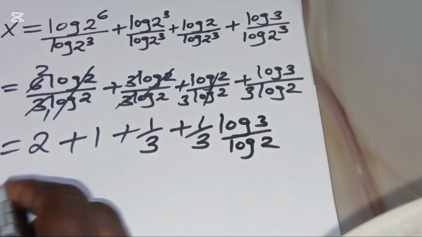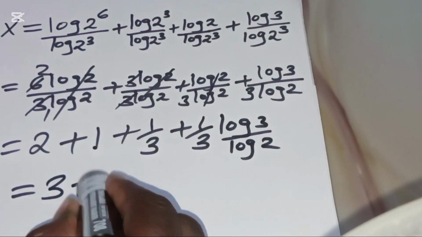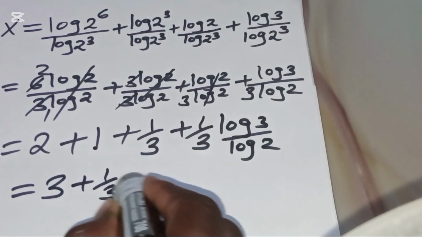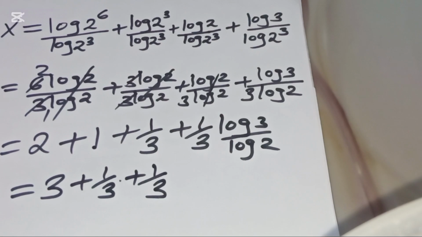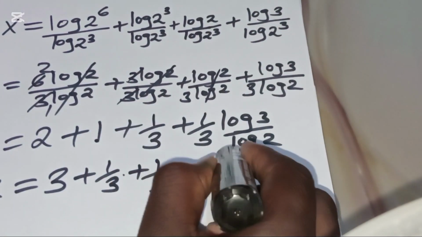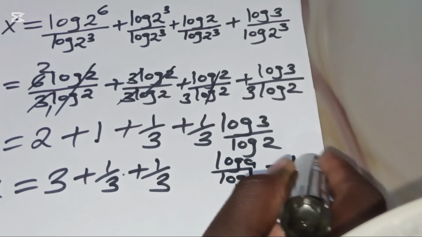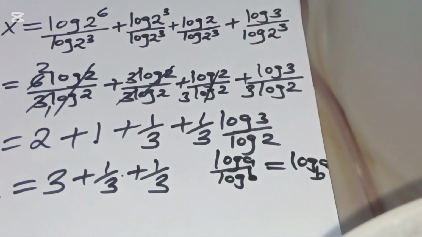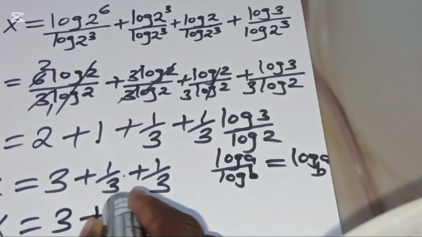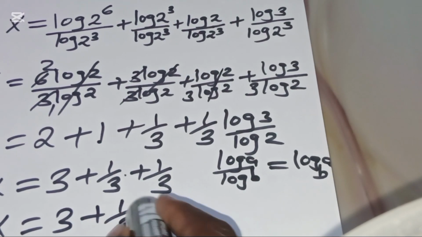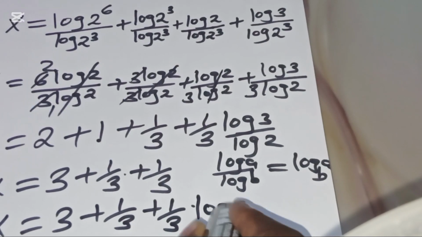So now we'll have x is equal to 2 plus 1, which is 3. So we have 3 plus a third plus a third. Now log 3 divided by log 2 is in the form of log a divided by log b, which you can express as log a to base b. Now applying this logarithm property, it follows that x is equal to 3 plus a third plus a third log 3 to base 2.